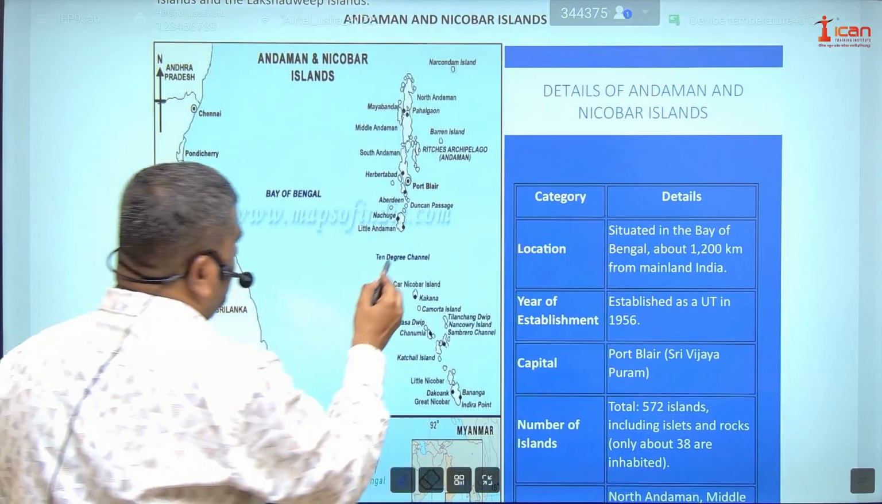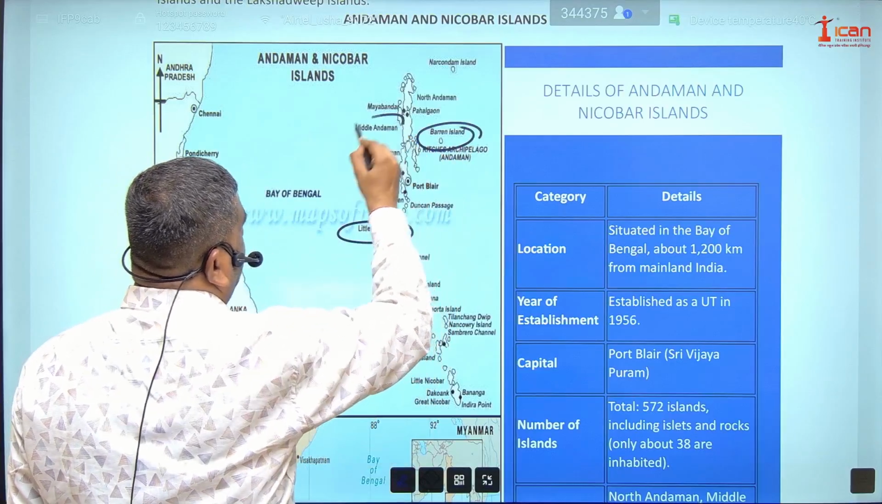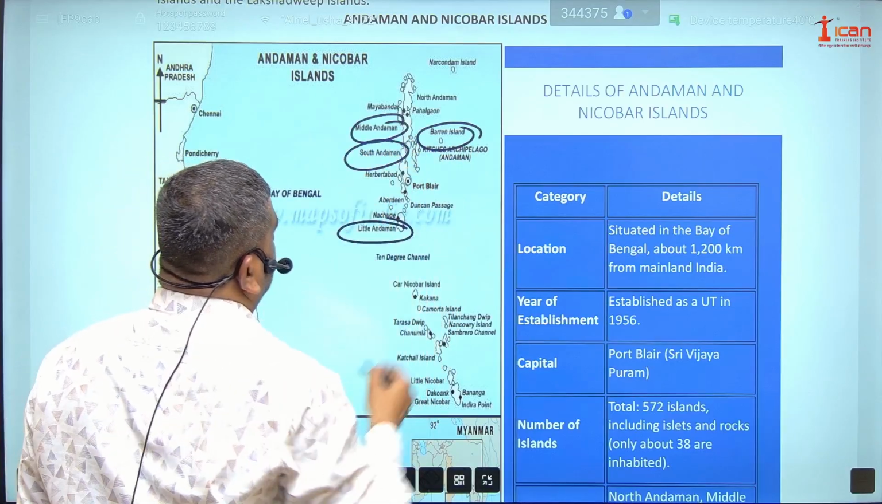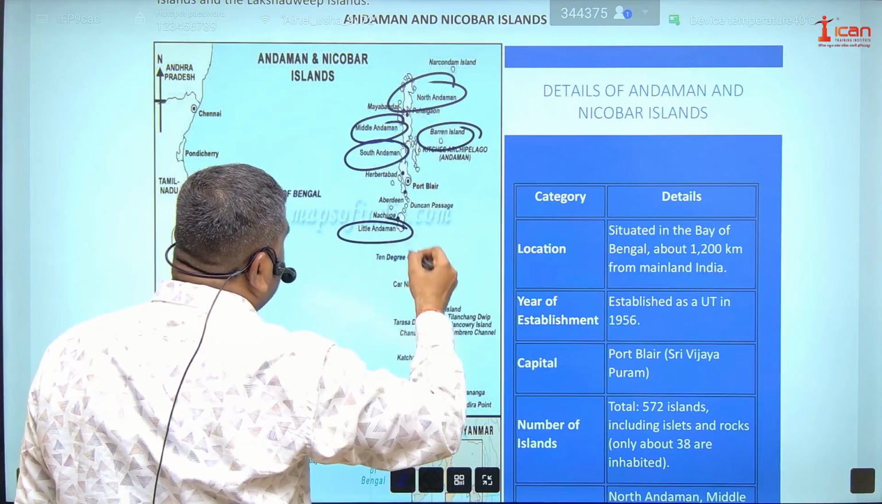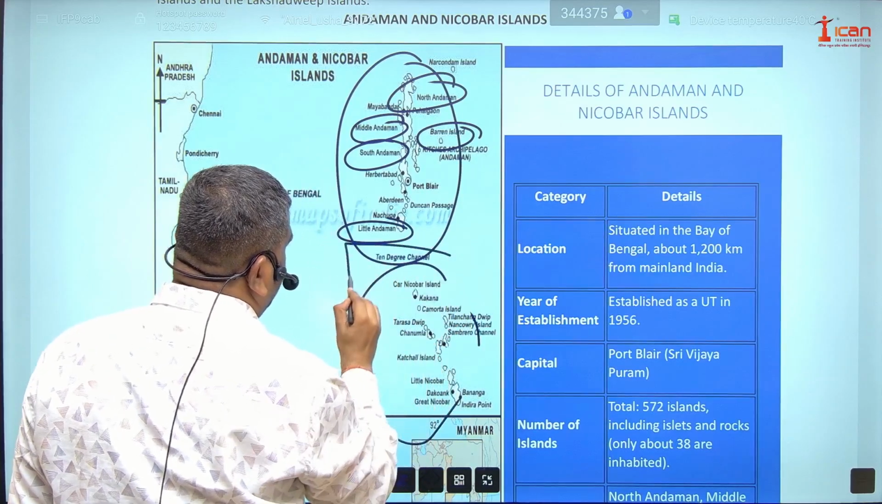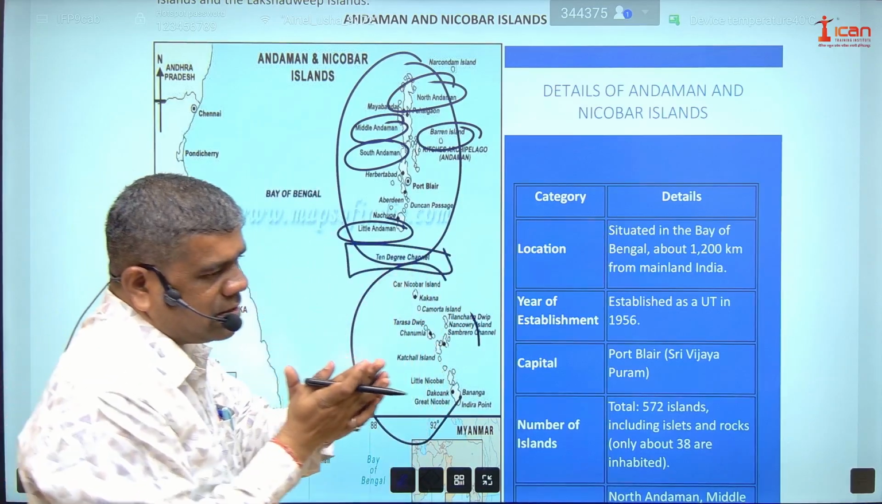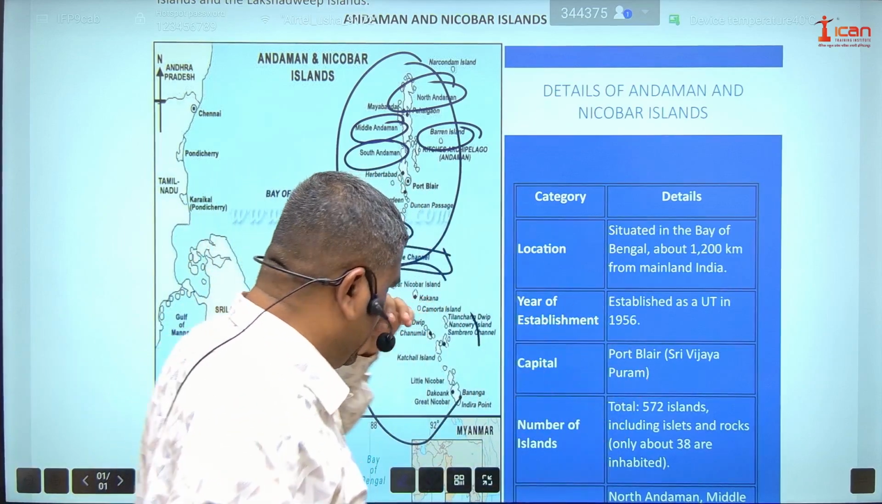Here if you look at it, Little Andaman, Barren Island, then we have Middle Andaman, South Andaman, North Andaman, all these islands are there. And between the Andaman Islands and the Nicobar Islands, there is the 10-degree channel. The 10-degree channel separates the Andaman Islands from the Nicobar Islands. That is the 10-degree channel.